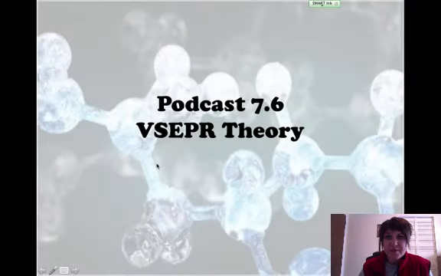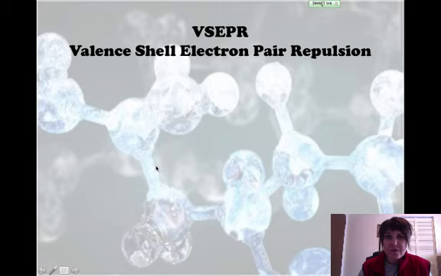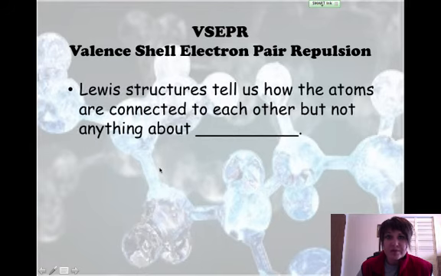Welcome back to AP Chemistry with Mrs. Mays. Today we're working on VSEPR theory. VSEPR theory is how we are able to predict molecular geometry. It's valence shell electron pair repulsion.